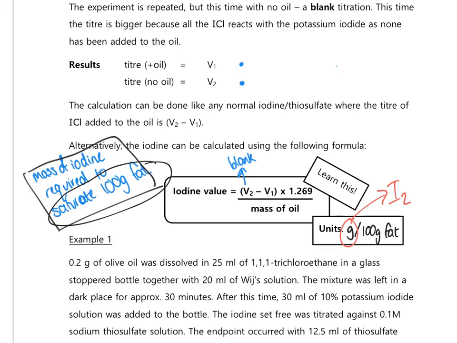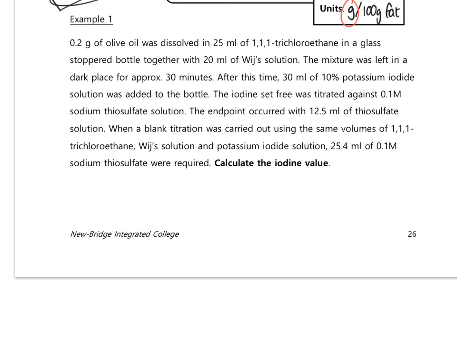Can I just bring you back a wee second to the definition? It's the mass of iodine, which you said was the grams of iodine, required to saturate 100 grams of fat. Grams per 100 grams of fat. Okay, this is an example, and yes, it looks crazy, but there's about 2 bits of information that we actually need from this.